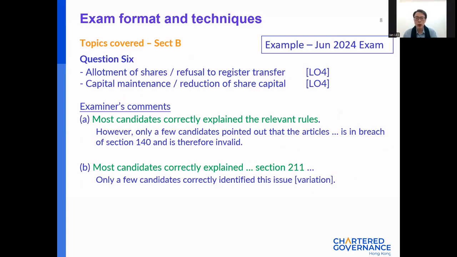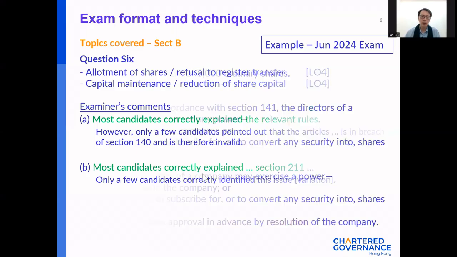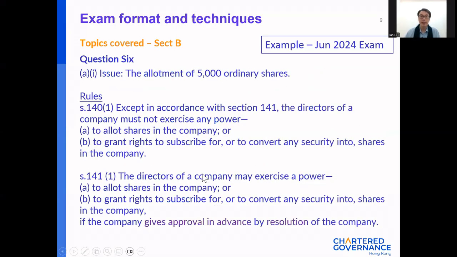However, only a few pointed out that the article is in breach of section 140 and is therefore invalid. So you may recall there's an additional clause added to the model articles by this company. So we need to discuss that as well. For part B, most candidates correctly explained section 211 about the reduction of share capital, but only a few correctly identified the issue of variation. Is there a variation of the rights of the holders of that particular class of shares?